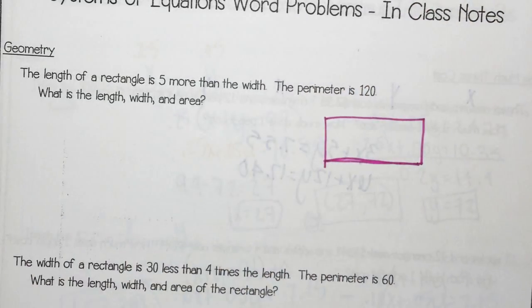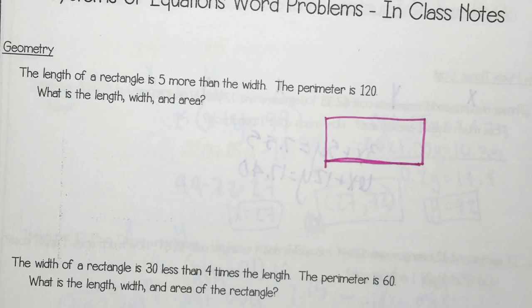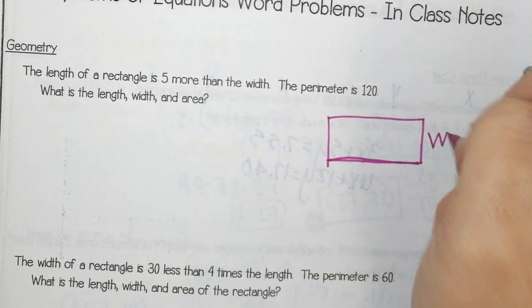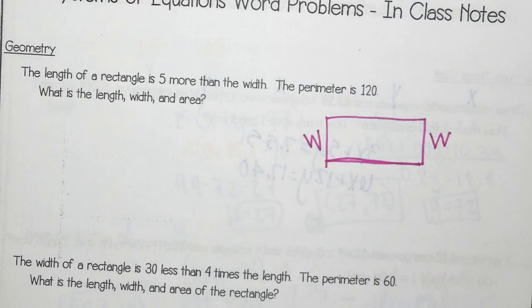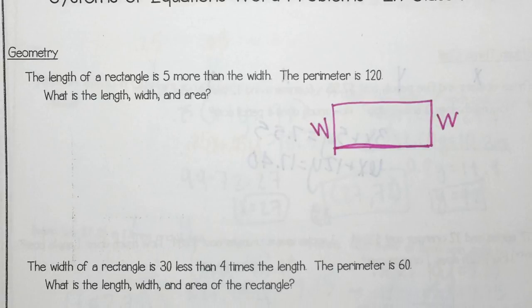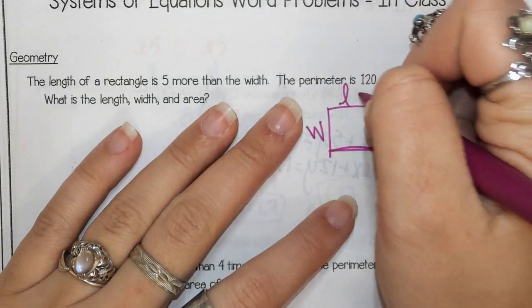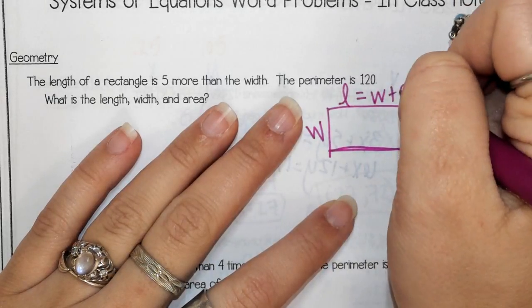Draw a rectangle. This side is your width. That means this side is also your width. If you don't know what they are, we're just going to use a W for width. And we know they're congruent because opposite sides of a rectangle are congruent. Now, what does it tell us about our length? 5 more than the width. Yep. So if this side's our length, it would equal W plus 5.